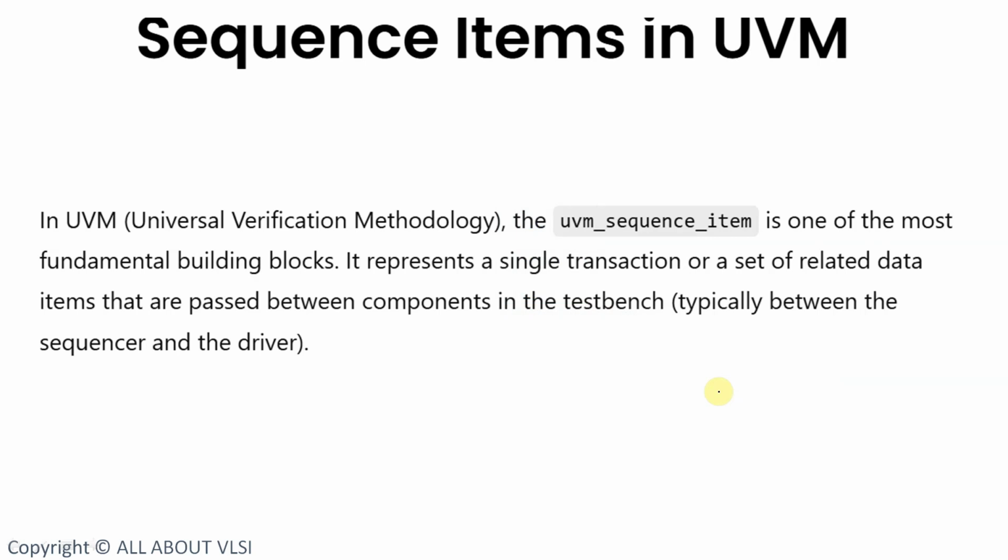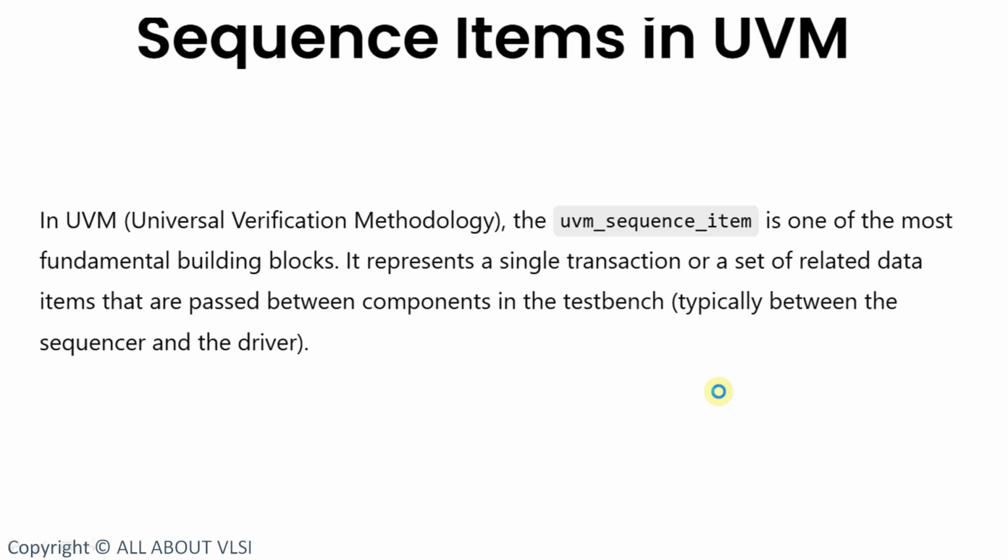In this video, we are going to discuss sequence items in UVM. So basically in UVM, the sequence item is one of the most fundamental building blocks. It is going to represent a single transaction or a set of related data items that are going to be passed between the components in the test bench, or you can also say that are going to be passed by the driver to the DUT.